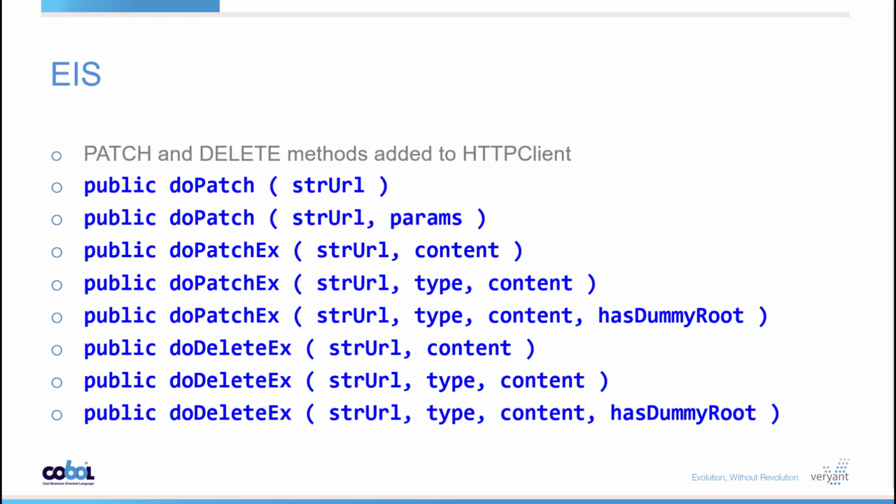The EIS, or Extend Internet System, uses Iscobol's internal class called HTTP Client to communicate with existing REST and SOAP web services HTTP servers. Now, this internal class has been expanded by adding the methods doPatch to update a resource and doDelete to delete a resource from a server.